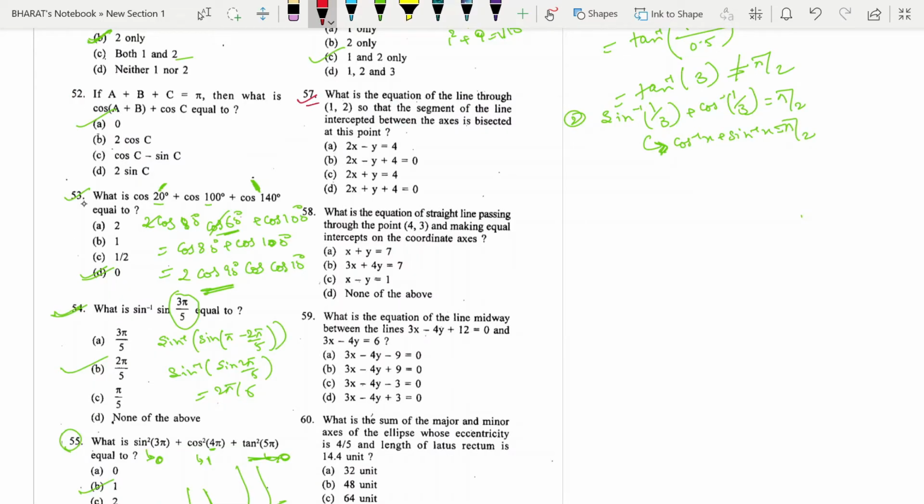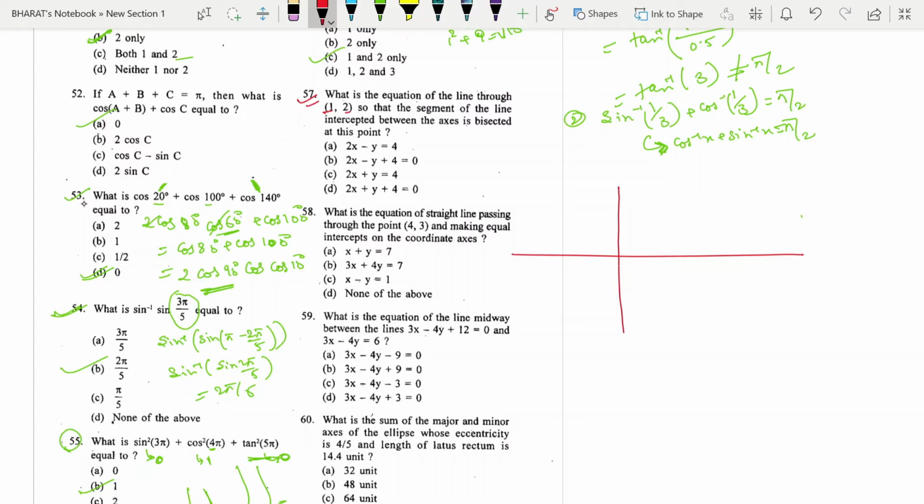Moving to question number 57. What is the equation of the line through (1, 2) so that the segment of the line intercepted between the axes is bisected at this point? If you see the options given to us, they are somewhat similar, so we can apply a trick here. The point (1, 2) lies in the first quadrant. So the line cutting the coordinate axes in the first quadrant will be our required line. So we will draw all these four lines on the coordinate axes, and we will get the answer very well.